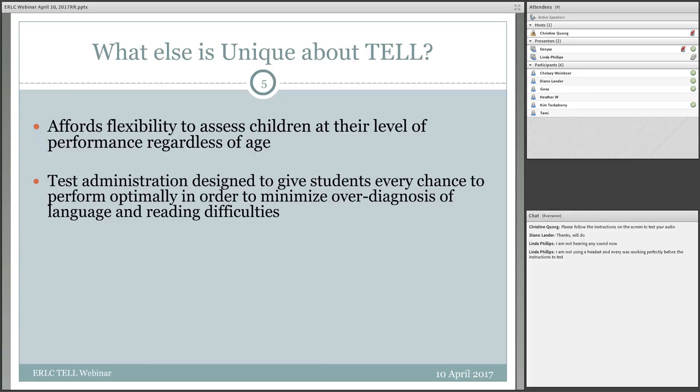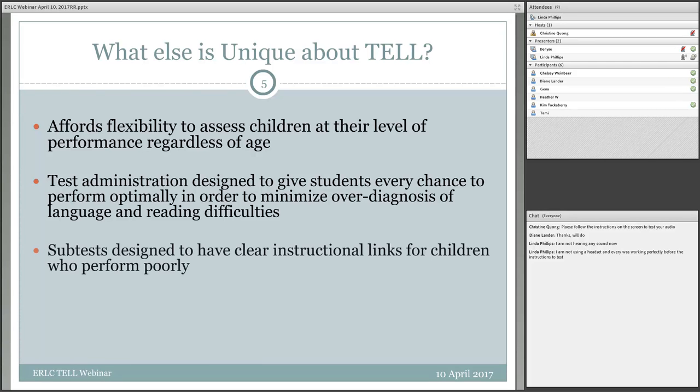Test administration is designed to give students every chance to perform optimally. In other words, for sections known to be potentially unfamiliar, TEL provides practice sessions before scoring starts. If children do not understand what they are being asked to do, they likely will not perform well. And examiners are then left with the question, did the children get these items incorrect because they did not understand the task, or because they truly did not know the correct responses? TEL is designed to be dynamic by giving children an opportunity to learn the nature of an unfamiliar section before being tested, thereby ensuring that the results are valid.